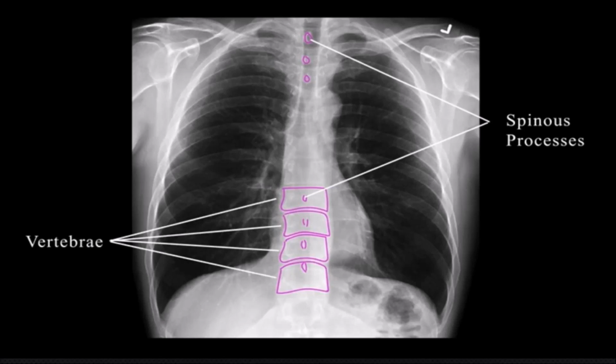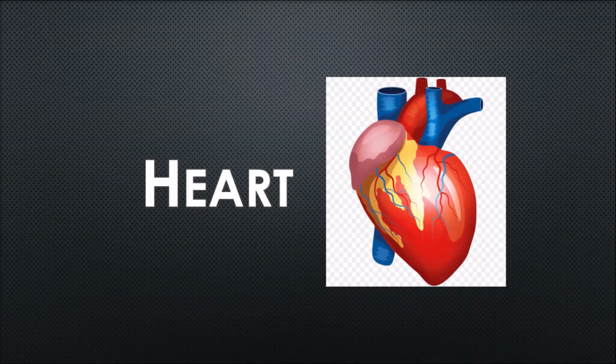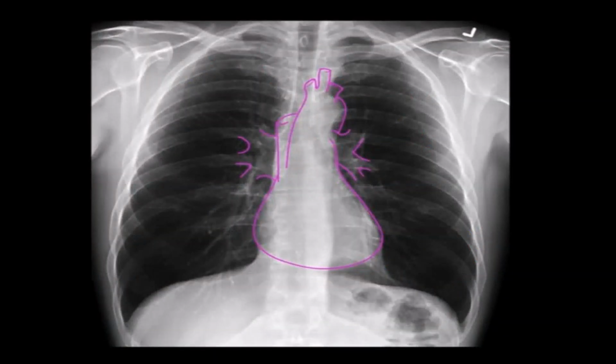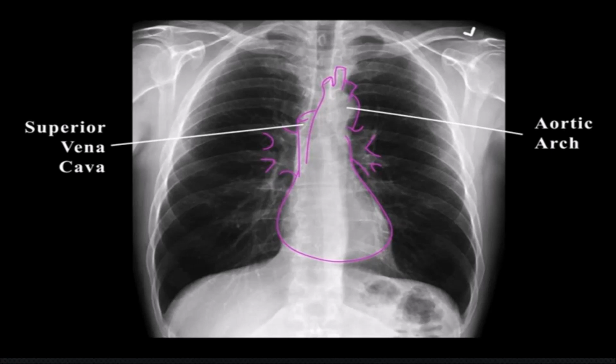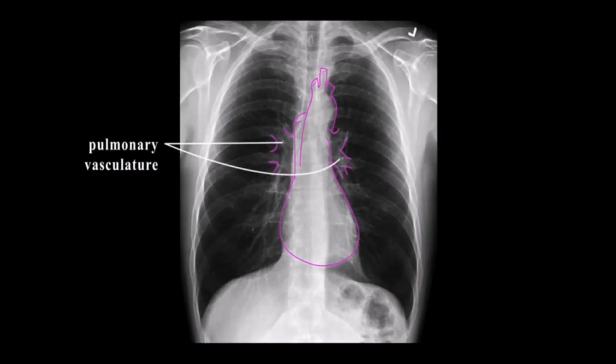You can even notice the vertebrae behind your heart, which signifies adequate penetration of the film. Finally, let's go to the heart. It typically lies to the left of the patient and should be less than 50% of the thoracic diameter. Adjacent to the superior vena cava you can see the aortic arch. You can also see pulmonary vasculature spreading into the lungs.